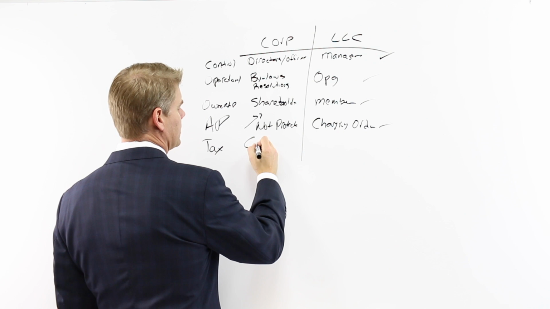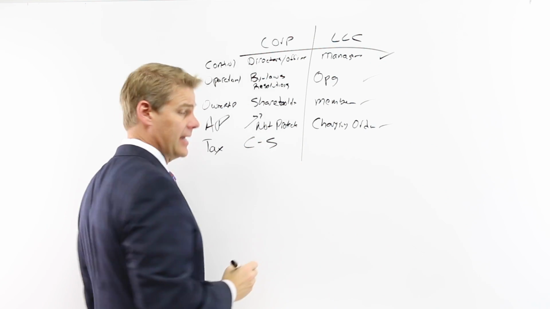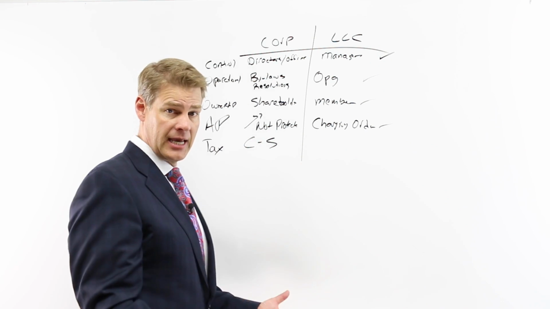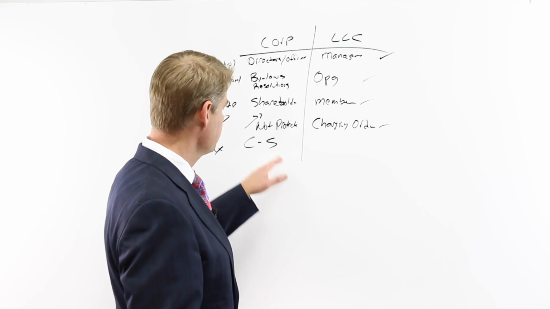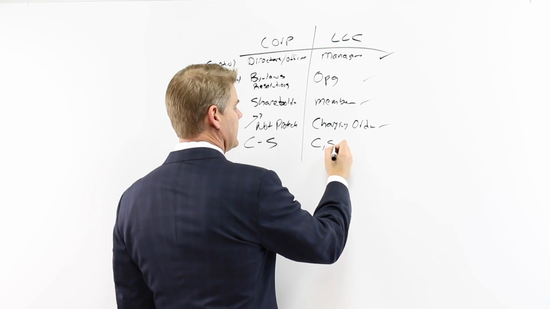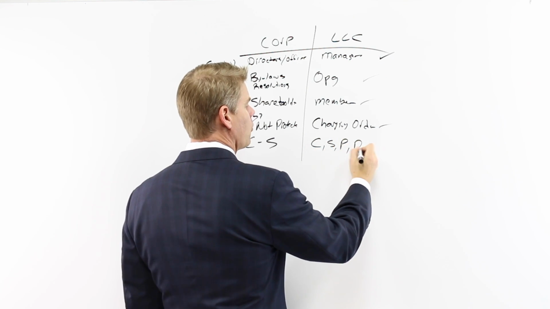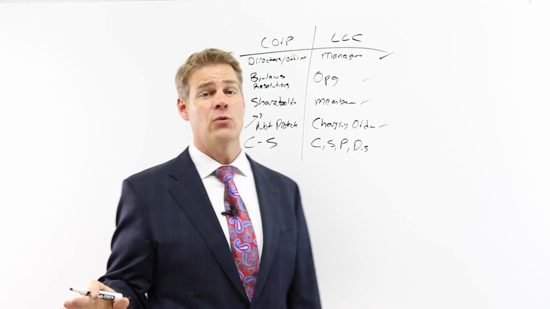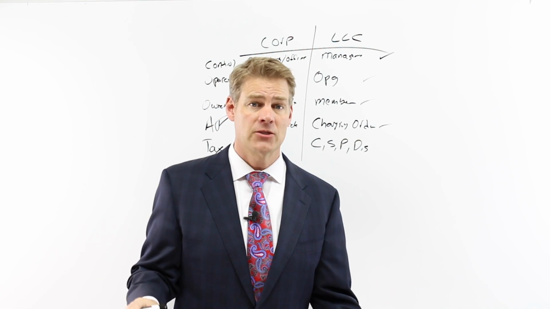So with a corporation, you can elect to be taxed either as a C or an S. A C is a standalone taxation. The entity's taxed at its own tax bracket. S is a flow-through. With an LLC, you get to choose C, S, partnership, or disregarded. So you can choose how you want to have the LLC set up for tax purposes.